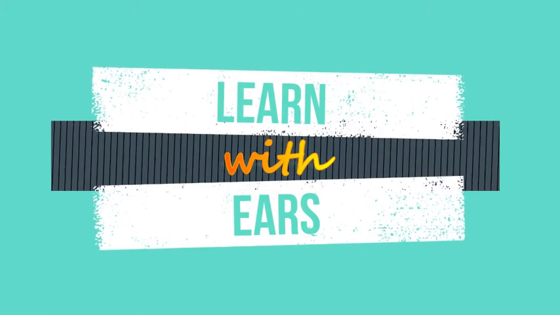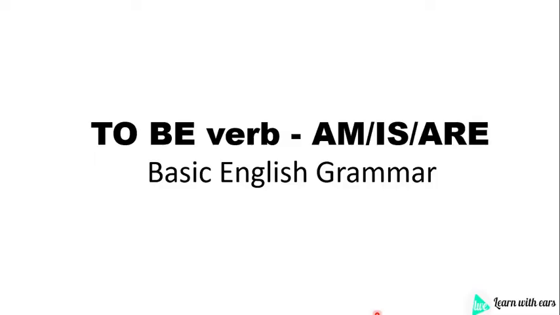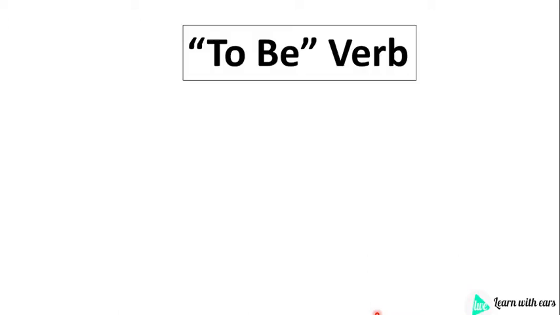Today we are going to look at the to be verb: am, is and are. It is everywhere in English and we use it a lot to speak in English. So here we go. To be verb.